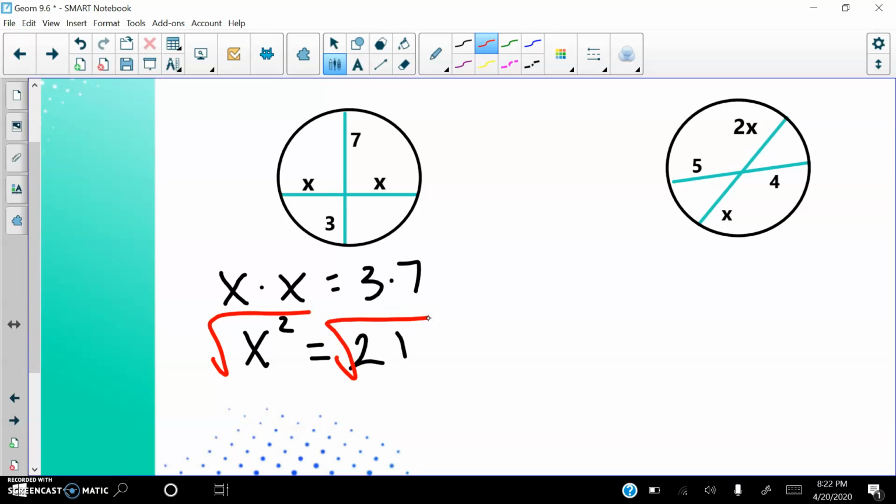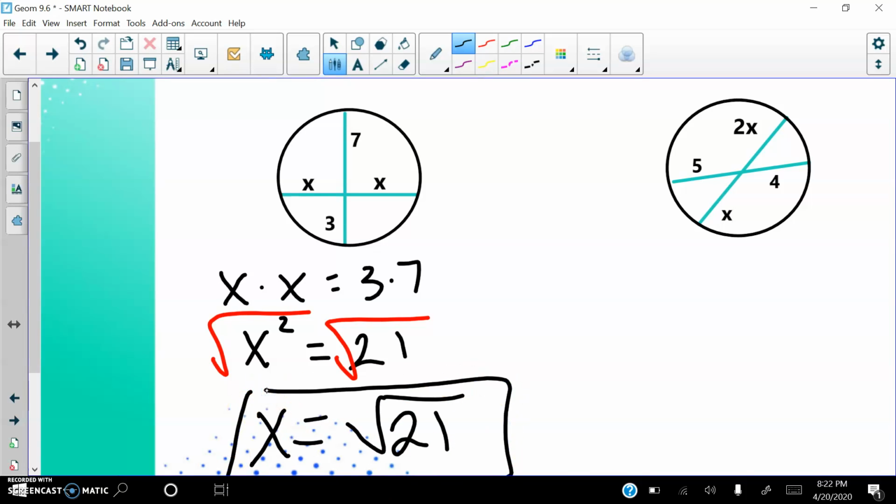But kind of just like last unit, we're not going to worry about the plus or minus because we cannot have negative segment lengths, or in this case, chord lengths. So x is equal to the square root of 21. And we want to keep this exact as possible. Do not put decimals. You will be marked wrong if you put decimals. For square roots, regular stuff is fine, but when it comes to square roots, leave it as square roots.